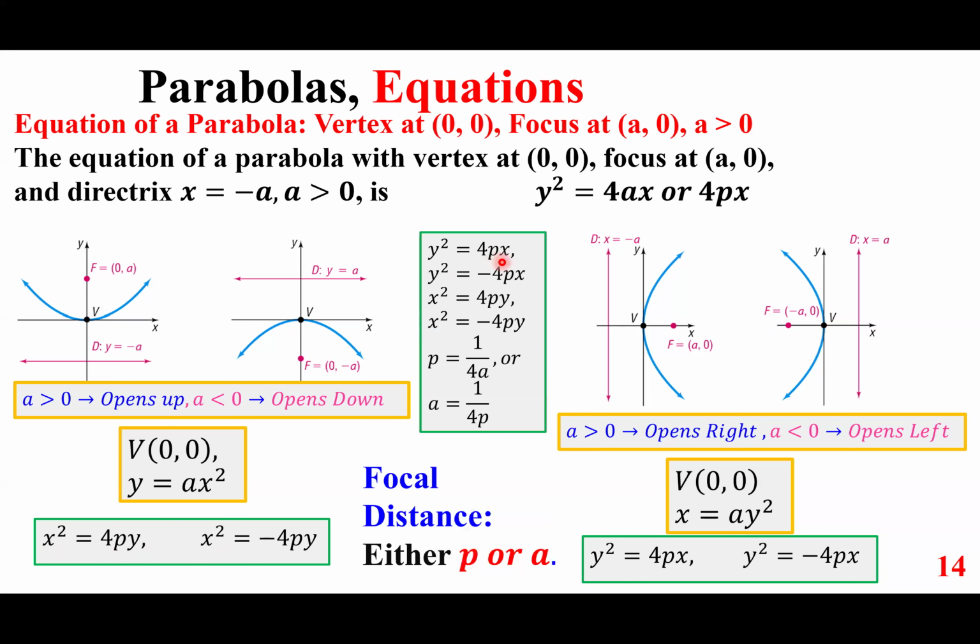So with the focal distance, y squared equals 4px or minus 4px. Remember, when y has the exponent 2, it opens sideways. When x has exponent 2, it opens up and down. Which one? Again, it depends. So the relationship between p and a is that p is 1 over 4a or a is 1 over 4p. So even if you stick with what we did in the previous page, that is absolutely fine.